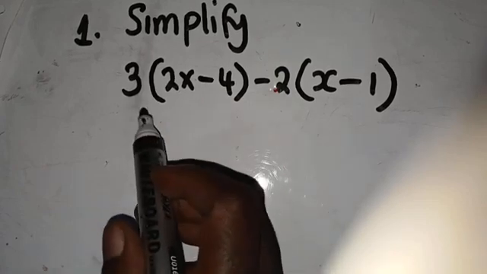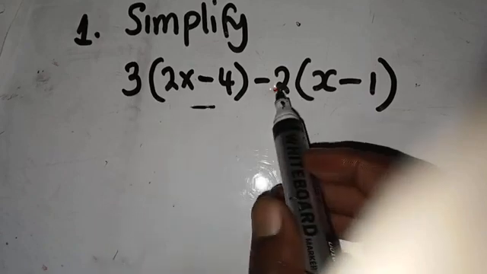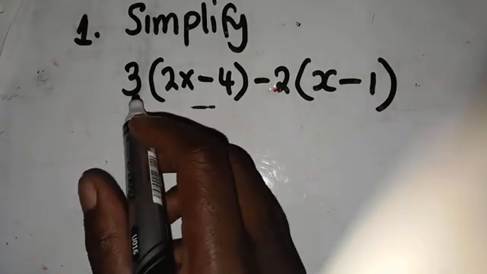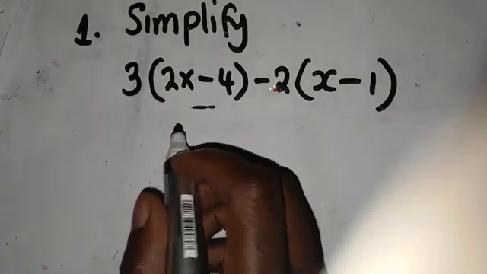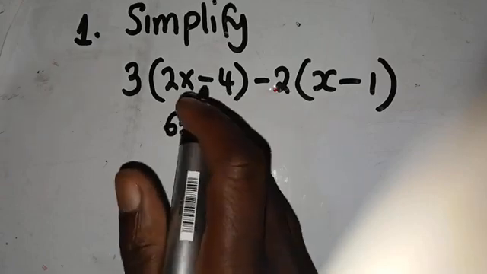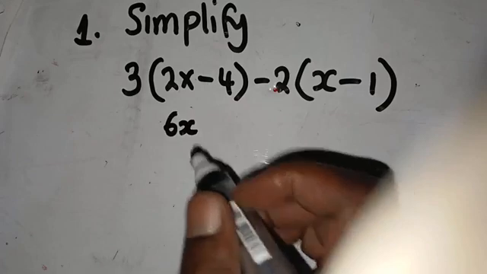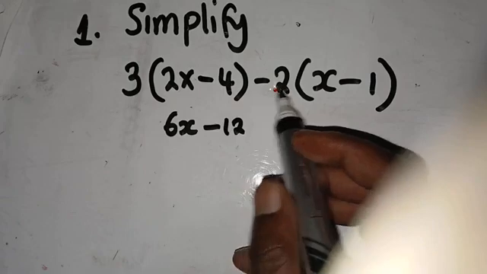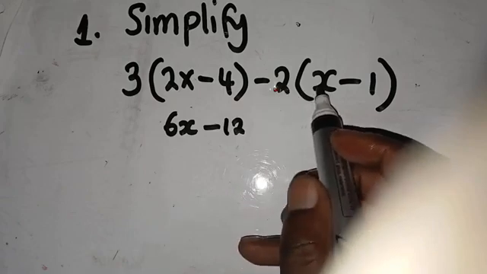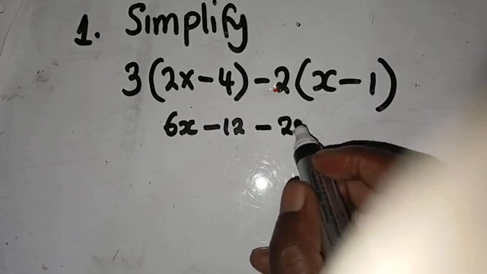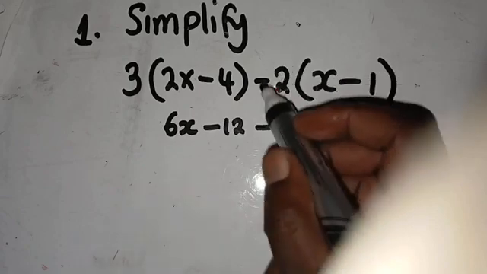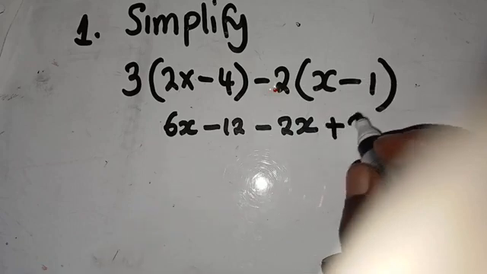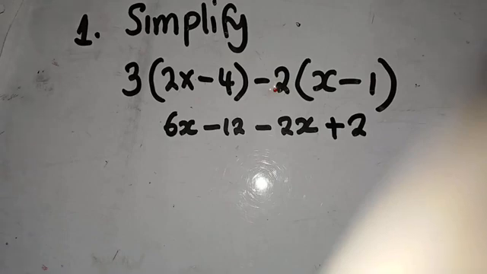We need to distribute this 3 on this, then we distribute the -2 into this one here. So this is going to be 3 multiplied by 2x. This is going to give us 6x. 3 multiplied by 4, that is going to give us a 12. When we come this side now, -2 multiplied by x, this is going to give us -2x. Then -2 multiplied by -1, this is going to be a +2. I hope you're following me, ladies and gentlemen.